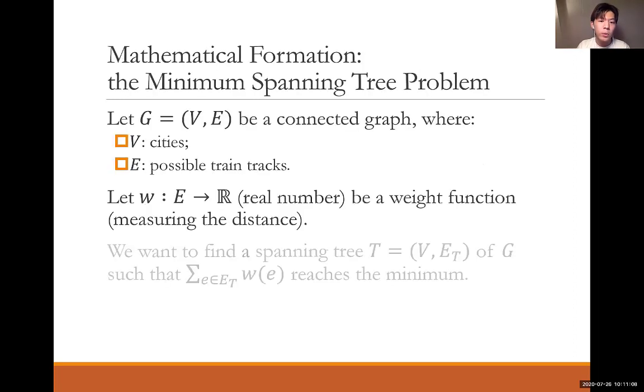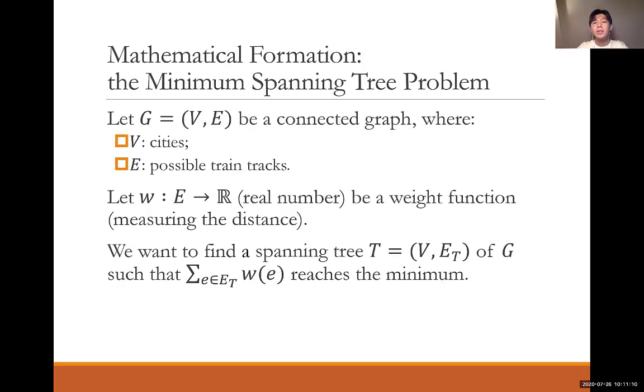And then what we need to do is to find a spanning tree T of the graph G, such that the sum of the weights will reach the minimum. So this is the mathematical formulation for our problem. But I also noticed that there are some special terms in the formulation, for example, connected graph and spanning tree, which perhaps most of the students here are not familiar with. So I will go through the basic concepts of graph theory.